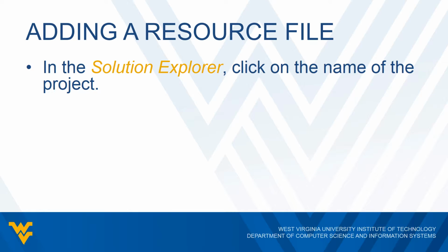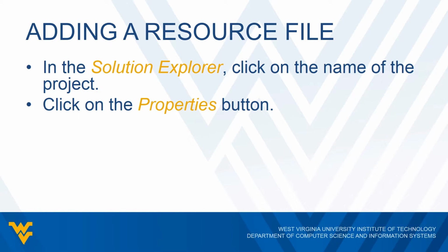But you're going to click on the name of the project. Now, you got to be careful with what name you actually click on. You don't want to click on the very top thing that says solution. You want to click on the thing right below it that has the little VB box right next to it. You're going to want to click on that. And then you're going to want to click on the properties button. So where is the properties button?